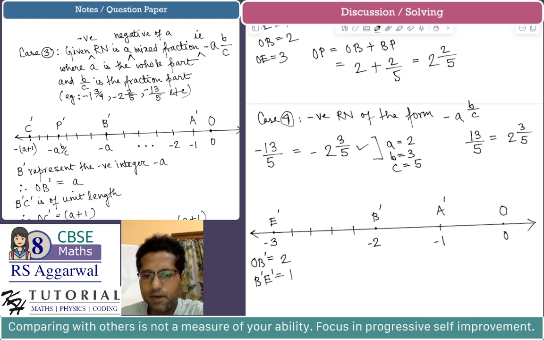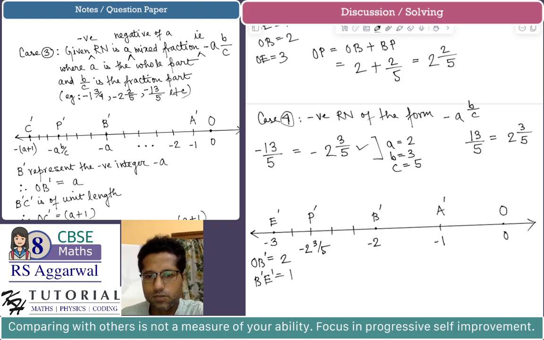We will consider the marking which is at distance 3 such equal parts from B dash, which will be this point, P dash. So P dash is ultimately representing the rational number minus 2 and 3 by 5.